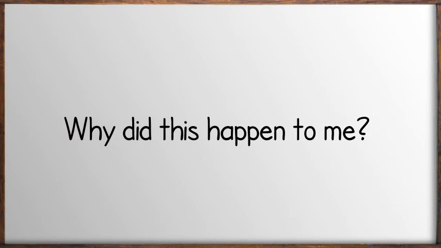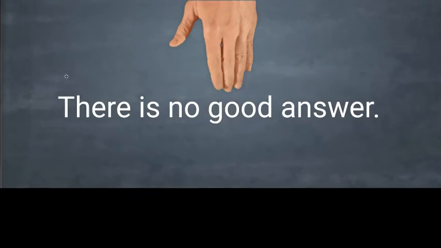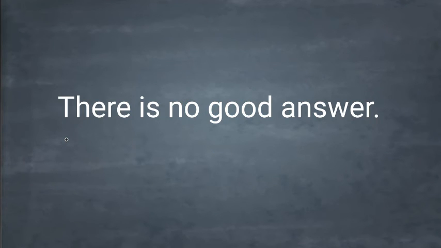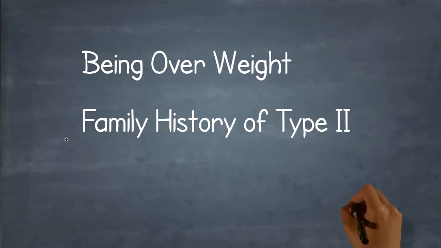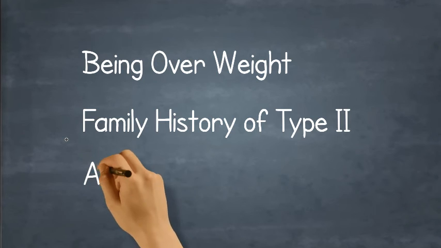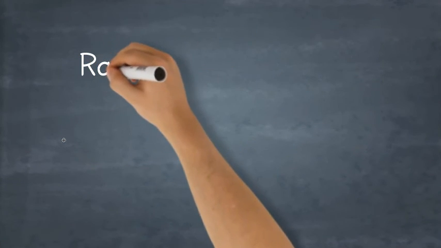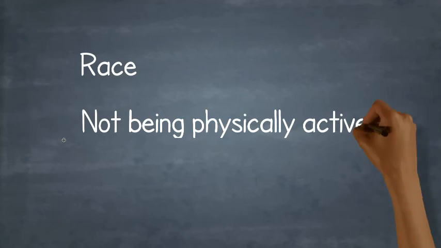Moving on to the second part of Module 1, we will attempt to answer the question, why did this happen to me? The truth, there is no good single answer to why type 2 diabetes occurs. What we do know is that there are certain risk factors that place an individual at risk for developing type 2 diabetes. Those risks include being overweight, having a family history of type 2 diabetes, age, race, and failure to maintain physical activity.